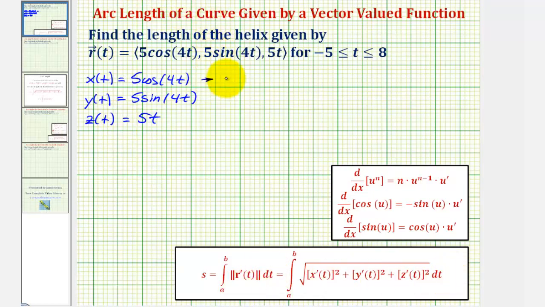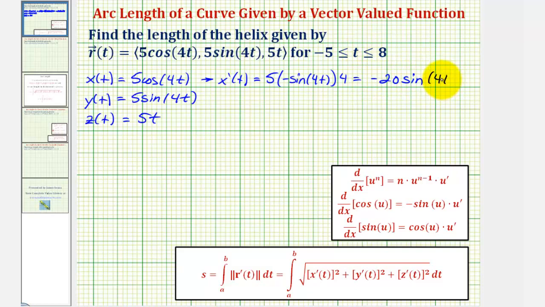So x prime of t is equal to 5 times the derivative of cosine 4t. Notice we'll have to apply the chain rule here. So we'll have 5 times the derivative of cosine 4t, which is negative sine 4t, times the derivative of 4t, which is 4. So we have a derivative of negative 20 sine 4t.